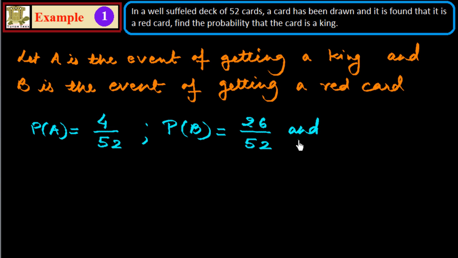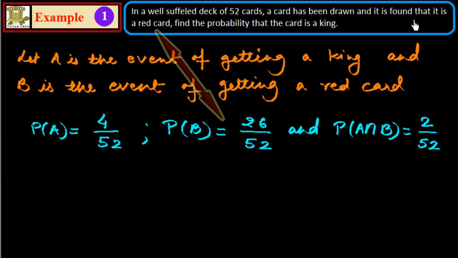So we have the intersection of A and B. So we have probability of A intersection B here, which is 2 over 52. Now what we have to find out: it is given to us the card is red. Red card is already given to us. The card is red, and we have to find out whether the drawn card is a king.